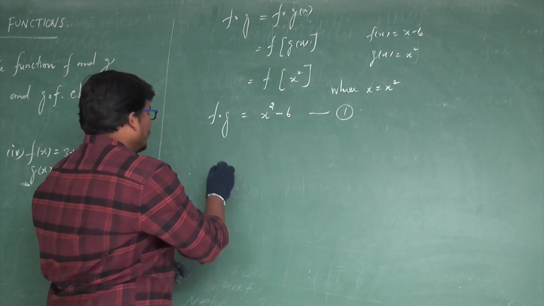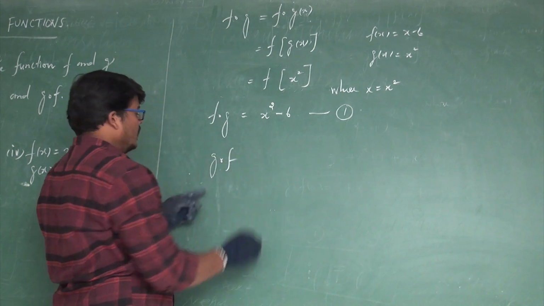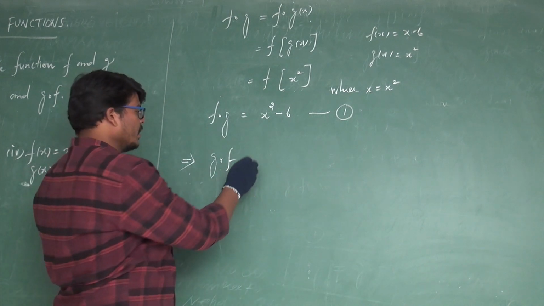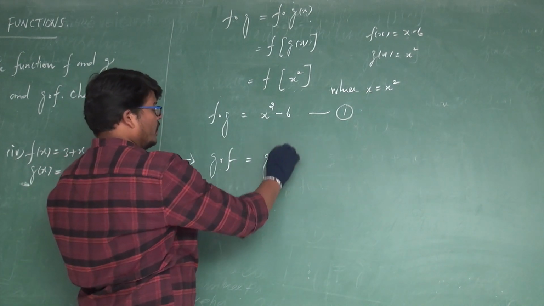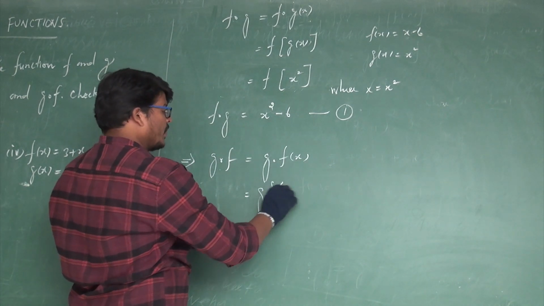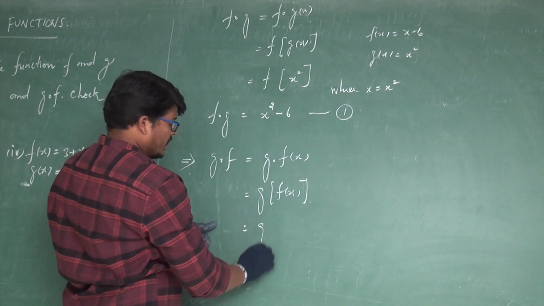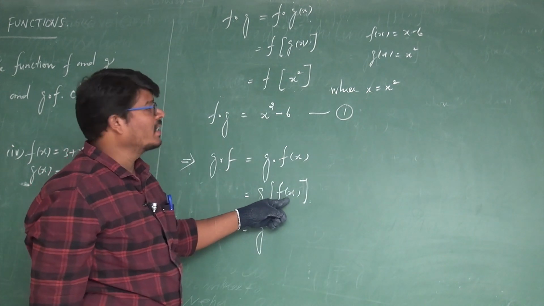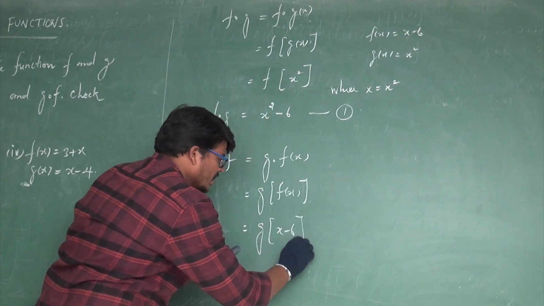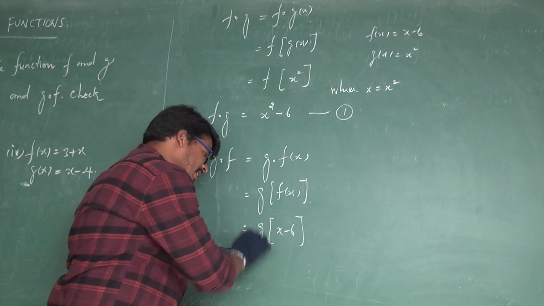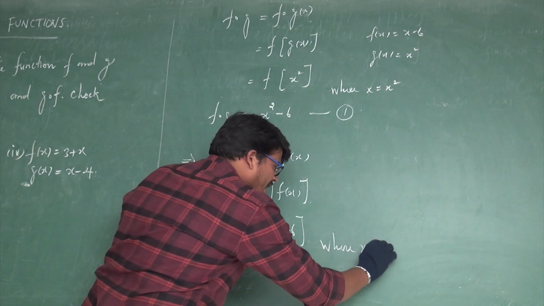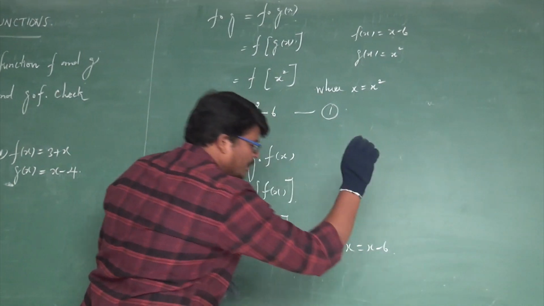Next, find g dot f. That implies g dot f equals g of f of x. Here f of x is x minus 6, so it is g of x minus 6. The whole function is g of x, where x is replaced by x minus 6.